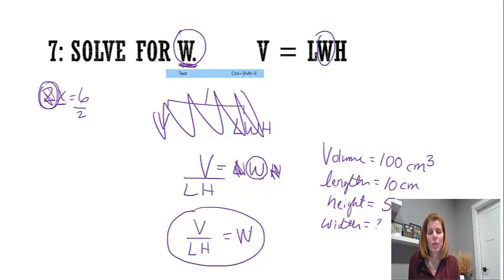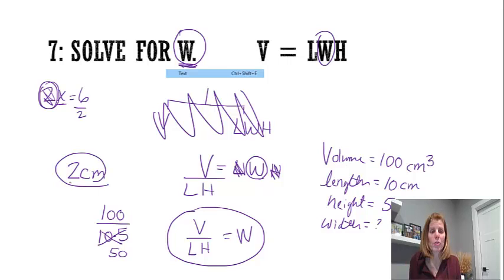Okay, now that we have the formula solved for W, we can just plug in what they gave me. The volume they told me was 100. The length they told me was 10. And the height they told me was 5. And then we could work this out. Following our order of operations, we need to do multiplication first. So 10 times 5 is 50. And then 100 divided by 50 is 2 centimeters. So the width would equal 2 centimeters on that problem.